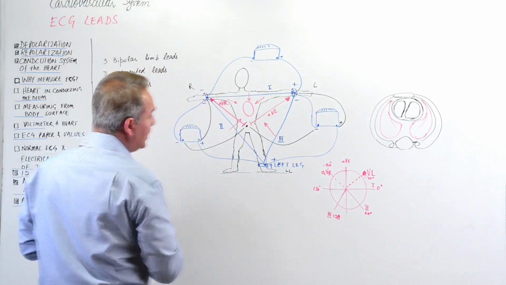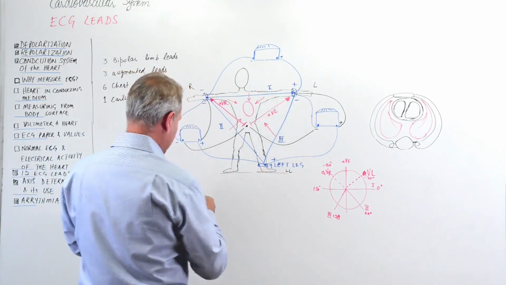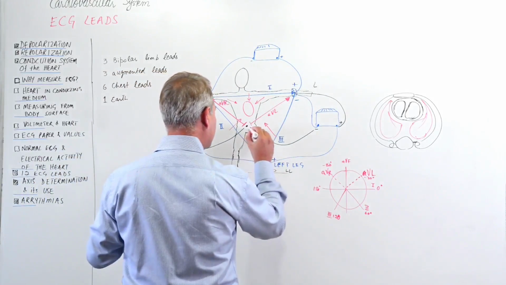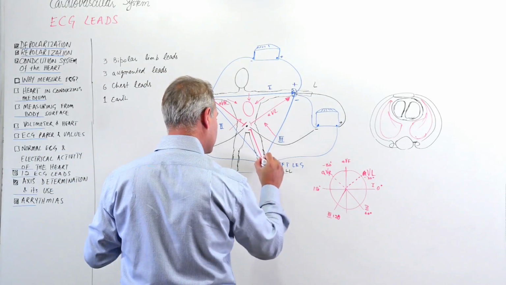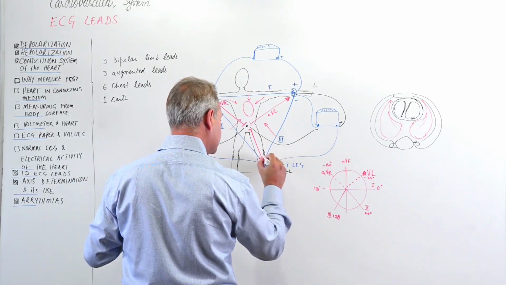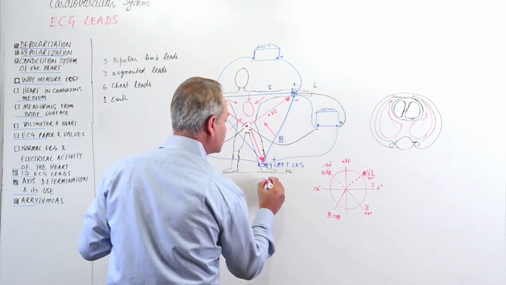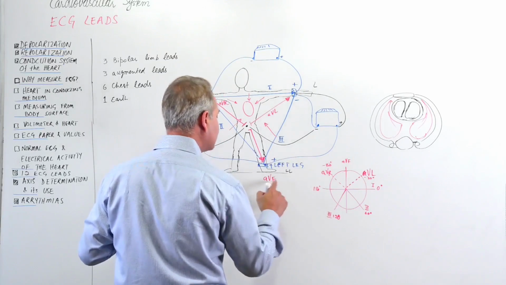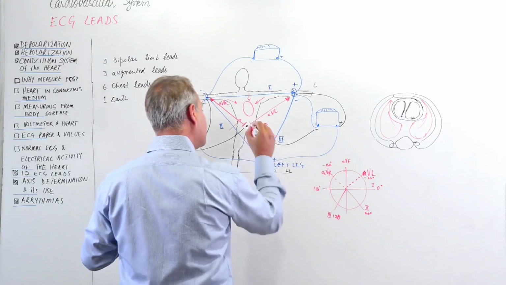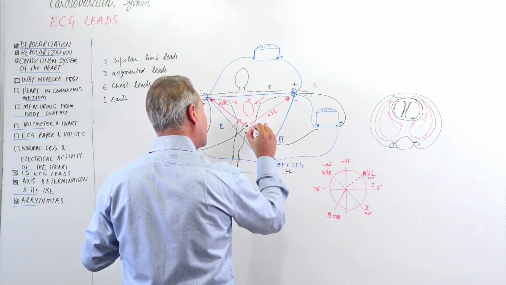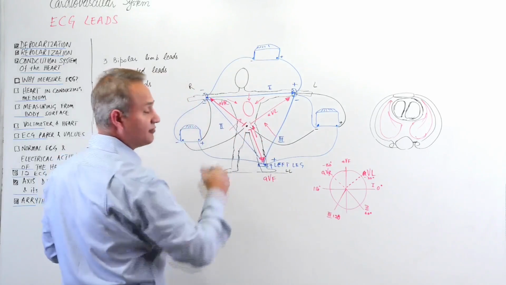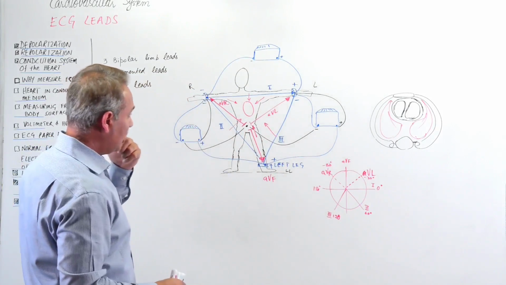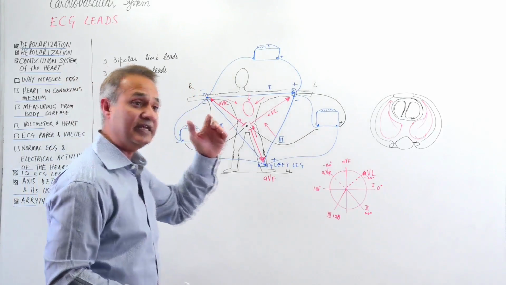Okay. How about the AVF? So AVF, again, instead of making more, I'm just going to make it this way, from here to the foot. So the positive end is on the foot. That is why it is called AVF, augmented voltage based foot lead, and it looks up from here towards the heart. What do you think it's going to look at? Inferior surface.